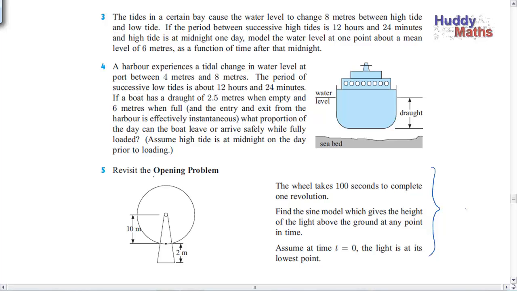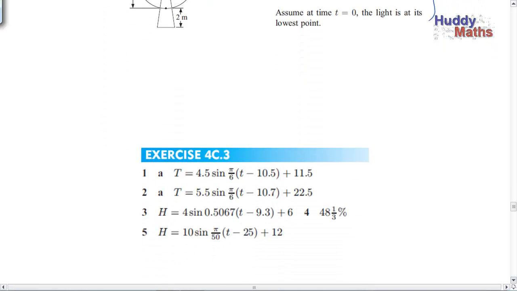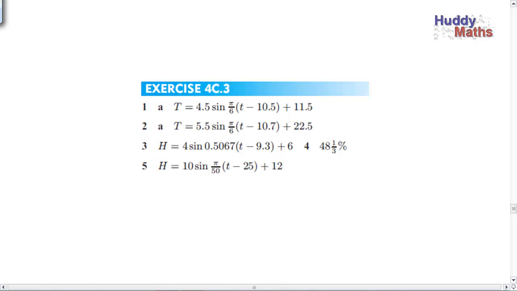Okay, have a look. There's a lot of words here. Sometimes underline key points and numbers is a good way in problem solving. All right, pause the presentation, have a go. I'm going to show you the answers now. So come down, and here we have the answers.